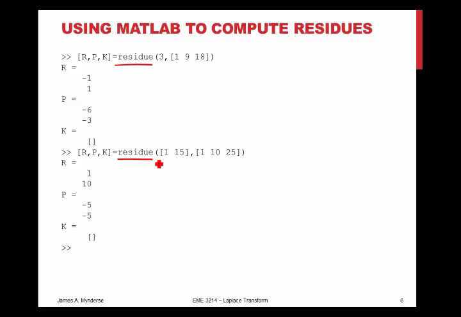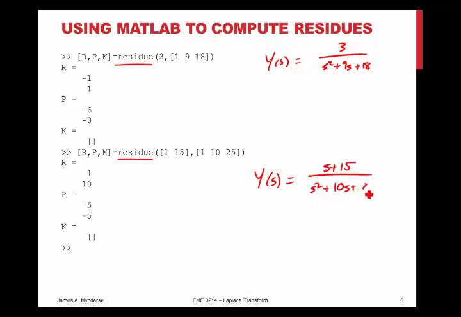So, in the previous case, we had, let me flip back in my notes here and get it written down correctly. We had Y of s is equal to 3 over s squared plus 9s plus 18. And in this case, we had Y of s is equal to s plus 15 over s squared plus 10s plus 25. So if we take the coefficients of the terms here, we get a 3 in the numerator for the first one, so that goes in our first spot here in the parentheses there.